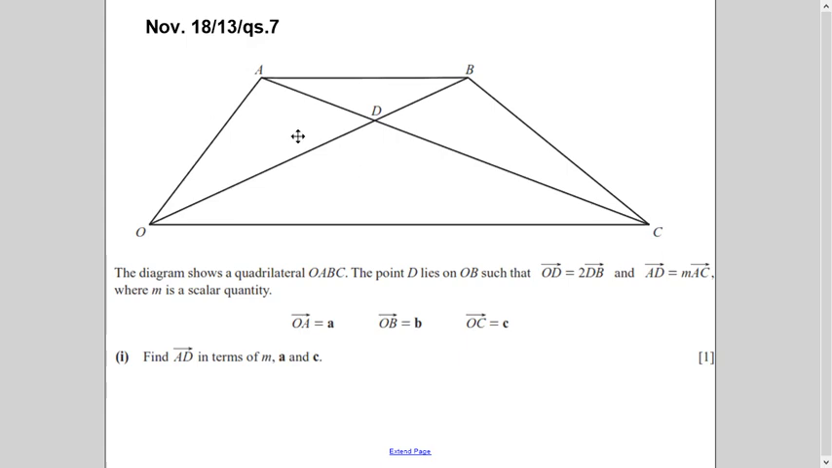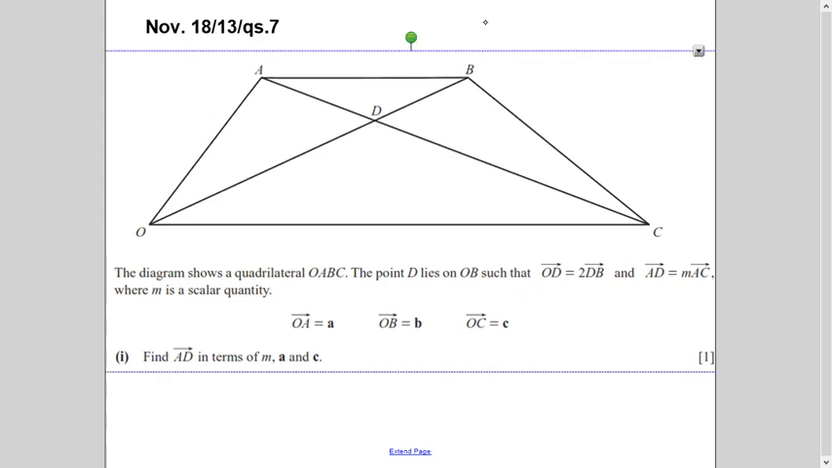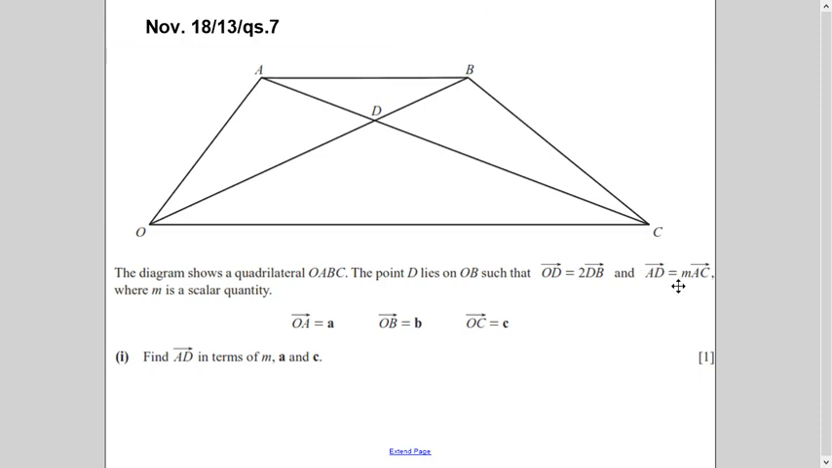So in the question, the diagram is given to you and different vectors are given to you. For example, OA is vector A, OB from here till here is vector B, and OC is vector C. This information is given to you. Beside that, a few relations are given to you in terms of ratio. For example, OD is twice of DB. Then AD is equal to M times AC. This is AD and this is DC. So these pieces of information you have to use to express AD in terms of M, A, and C.